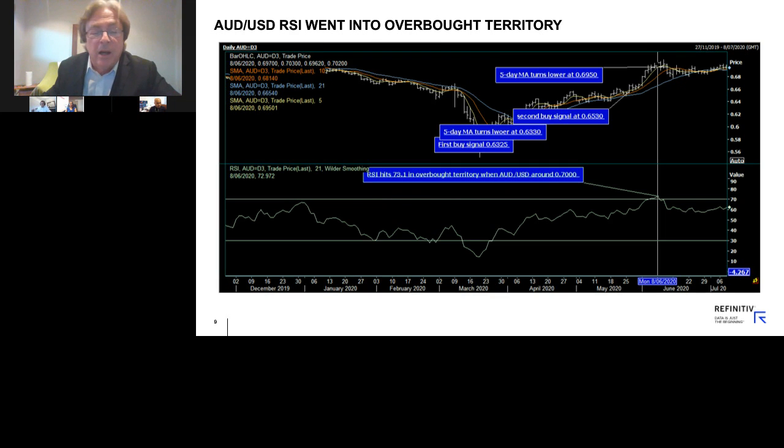Again, going back to the RSI, this is on the next slide, the relative strength index. When the Aussie got up to around 69, got above 70 cents actually, we had an overextended reading on the RSI, an overbought reading above 70.